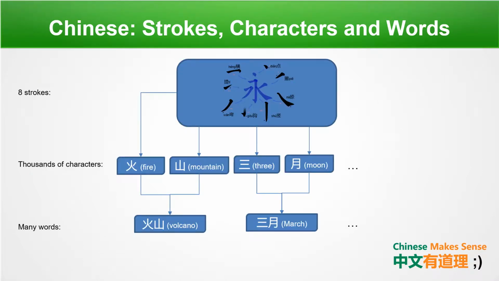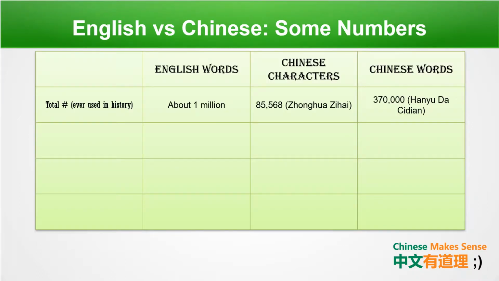Continuing, Chinese uses strokes, characters, and words. There are 8 basic strokes, all used in this character, which means forever. Those 8 basic strokes can be used to create thousands of characters, which you can then combine to form many words. Now let's use some numbers to compare English and Chinese.